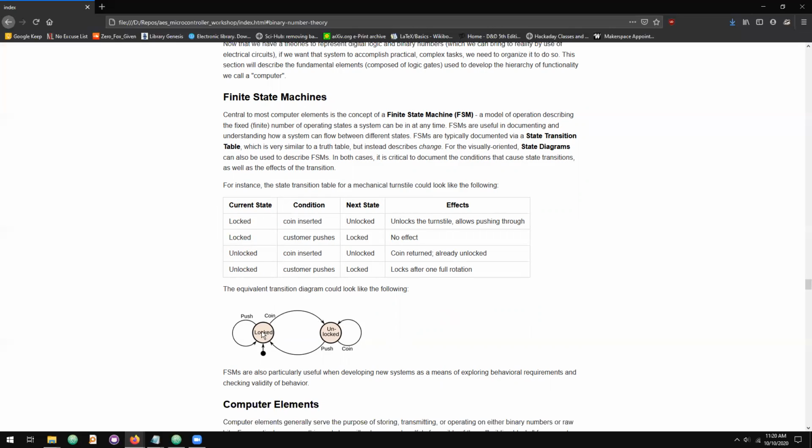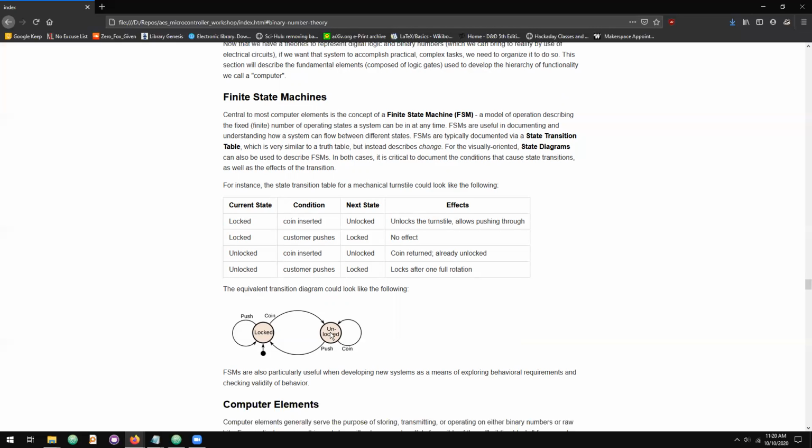So we have the locked state. If someone inserts a coin, that causes the transition to the unlocked state. Likewise, if someone inserts a coin while the system is already unlocked, that doesn't do anything. So we have this self-referential arrow here that points back to the unlocked state.